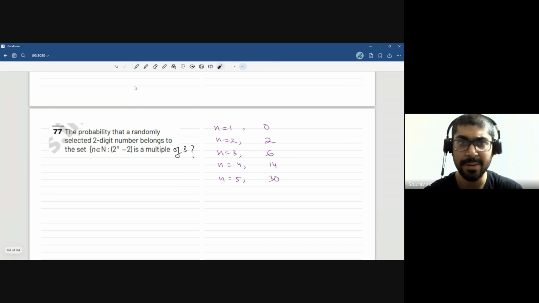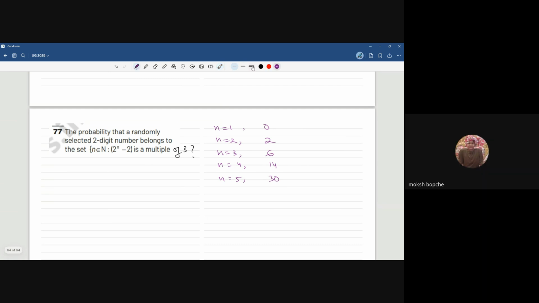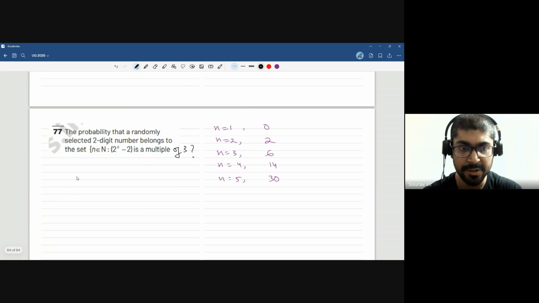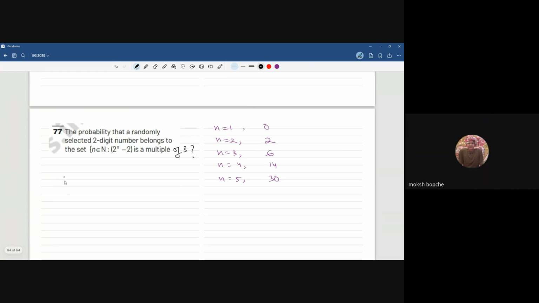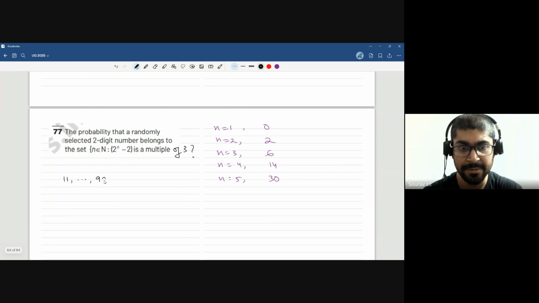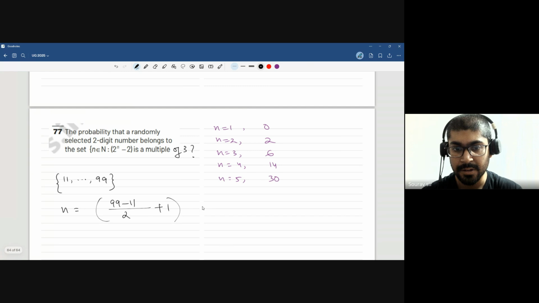Only odd numbers are divisible, right? Yes, sir. So how many numbers will there be? So 45 odd numbers, and you'll start from 11 and end at 99. This is the traditional way. So n will be equal to (99 minus 11) by 2 plus 1. That is how you get n. So this will give you 45.